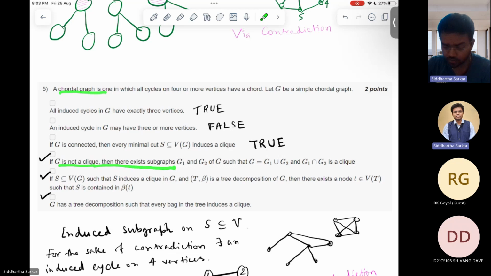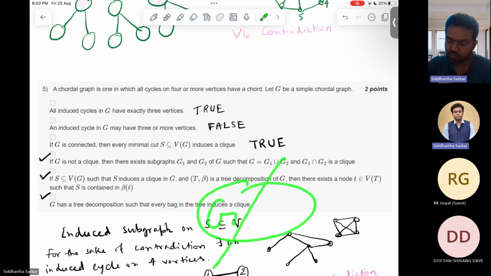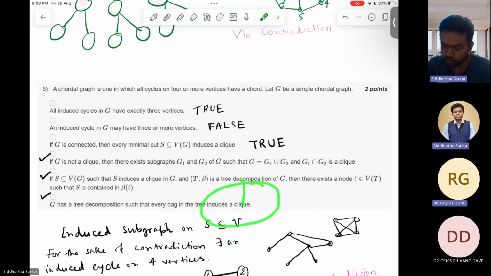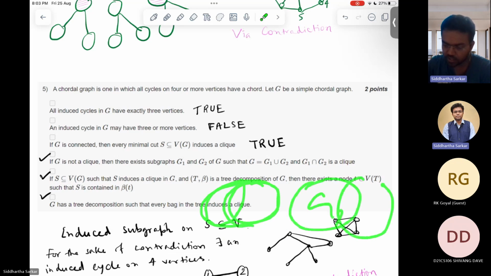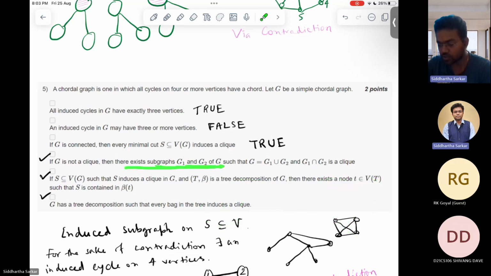Then there exist subgraphs of G, G1 and G2, such that G1 union G2 is G. Basically you have divided the graph into 2 parts, G1 and G2. But it may happen that G1 and G2 have some intersection. So maybe it is like this: this is G1 and this is G2, and there is an intersection of G1 and G2, and that part is a clique. So you have to show the existence of subgraphs G1 and G2 such that G1 union G2 is the graph, but G1 intersection G2 is a clique.